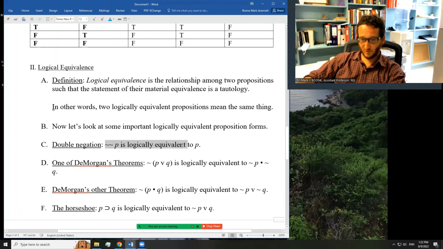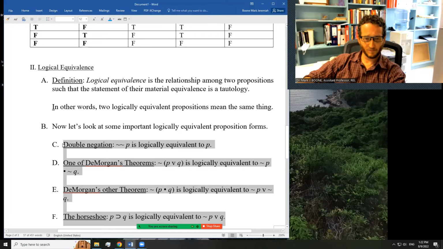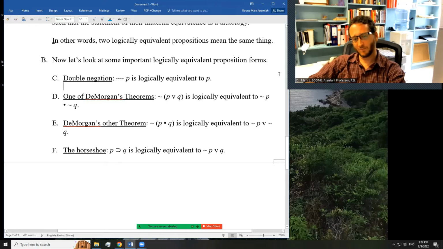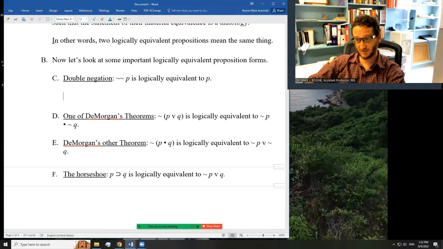Here are two logically equivalent forms. Double negation means tilde tilde p is logically equivalent to p, or the negation of negation is the same thing as the thing negated.